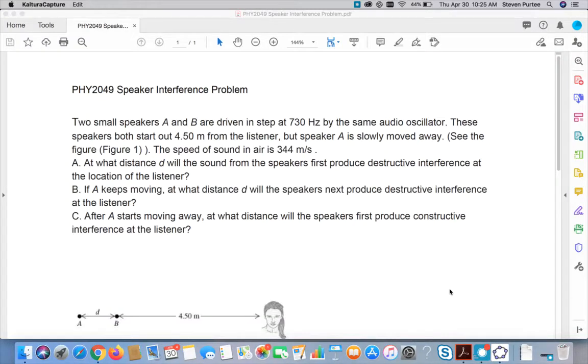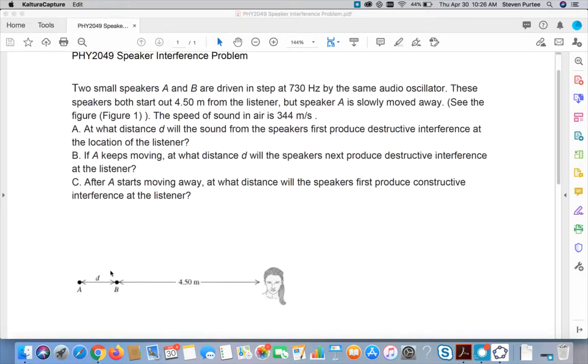Okay, I like this problem, a good speaker interference problem. So pause the video and read the question. Okay, so we've got these two speakers playing the same oscillator, they're running on the same audio oscillator. So we assume they're doing sine or cosine waves. I'm assuming cosine waves. They're spitting out sound.